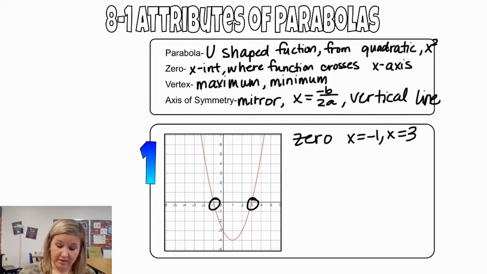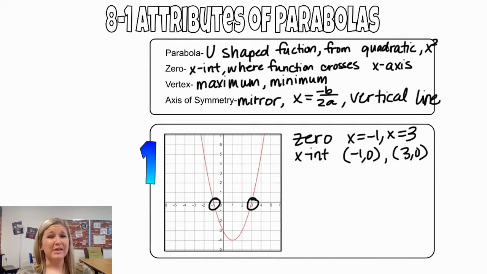If I want to write them as x-intercepts, I'm going to say (-1, 0), because I'm going left 1, up 0, and then also have an x-intercept at (3, 0). So it depends on what they're asking you for. They're asking for the same thing, but sometimes they may use different terminology. All right, so those are our zeros.